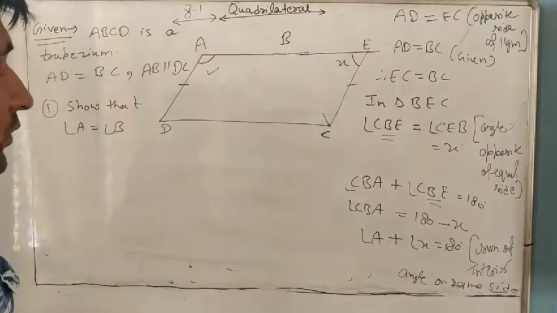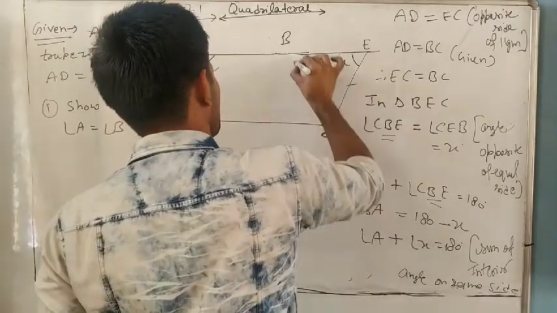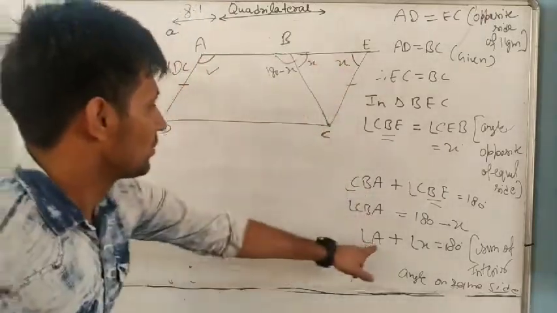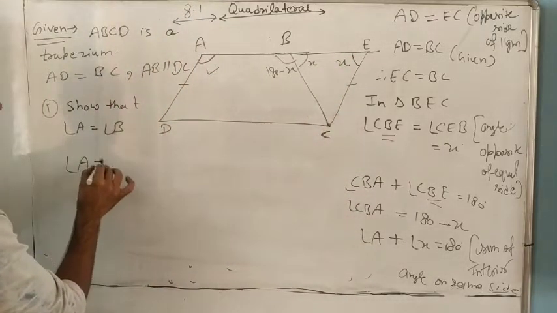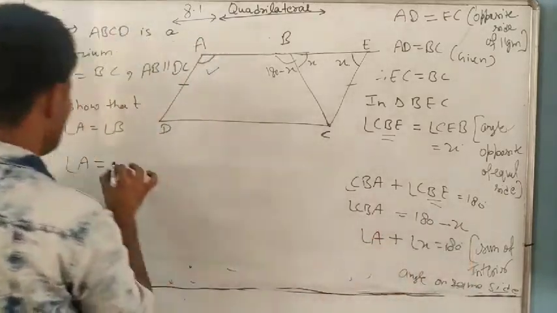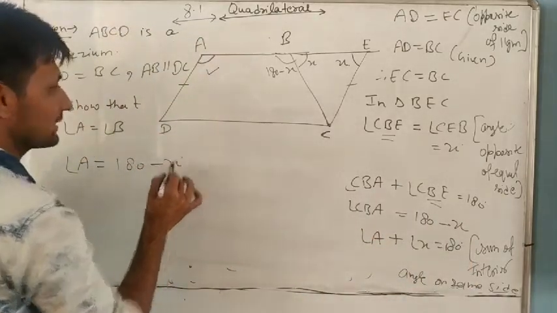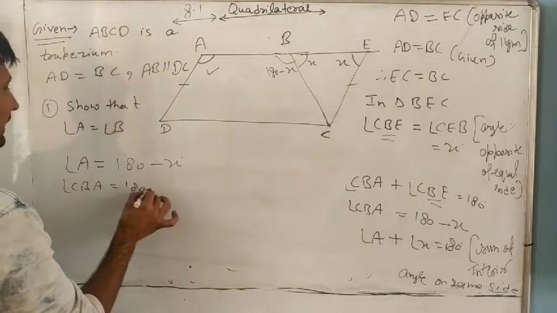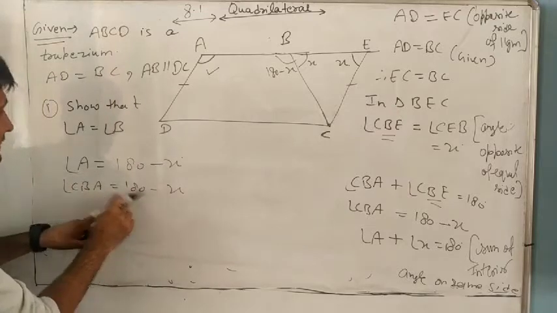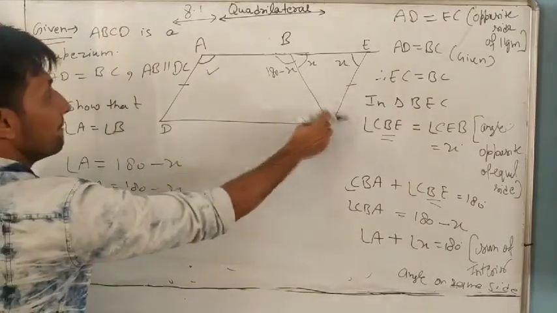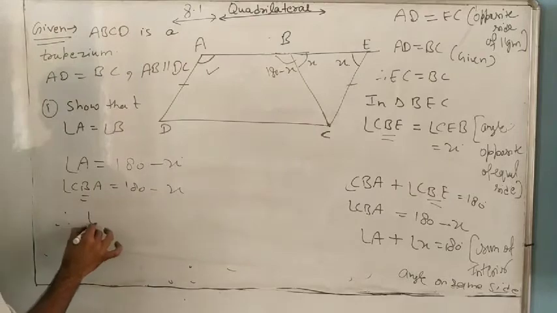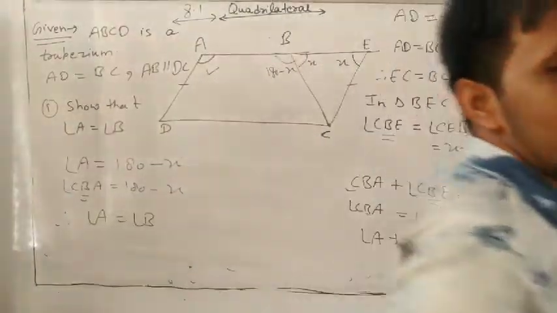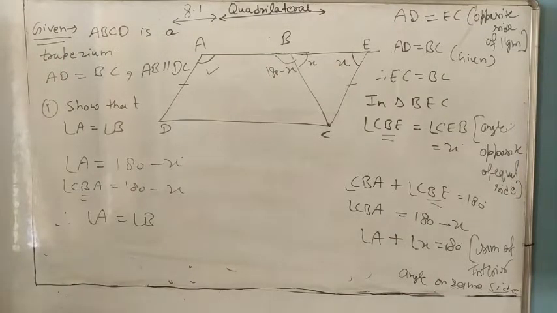If they are equal, we already proved that. This one you already found is 180 minus x. It is also x. So angle A equals x, and on the other side, 180 minus x is angle B. So angle CBA equals 180 minus x. It is also angle B, CBA. Therefore angle A equals angle B. Understand it? So angle A equals angle B.